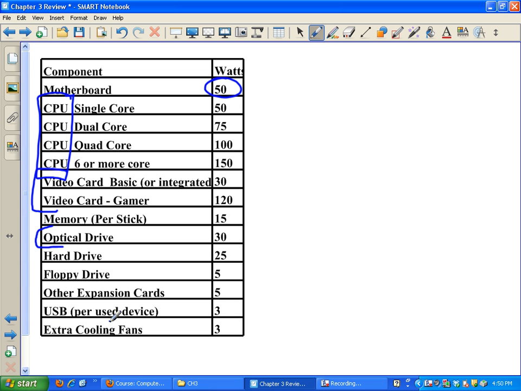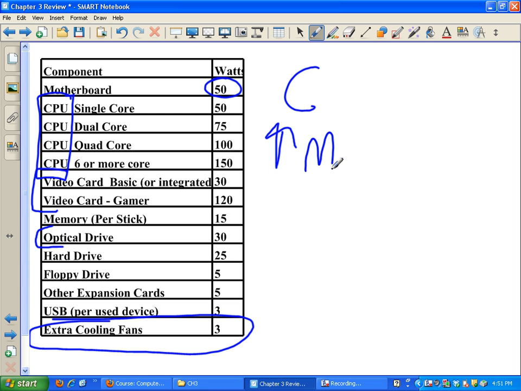And then extra cooling fans, if there's anything other than the CPU fan on there. Any other fan other than that, and we don't include the power supply fan either, because it already figures into its own wattage, okay? And then you just add those things together and you come up with calculated, round up to minimum, plus 50 for recommended, okay?